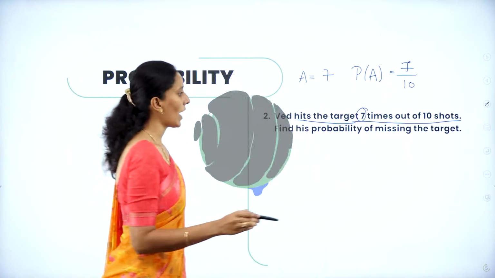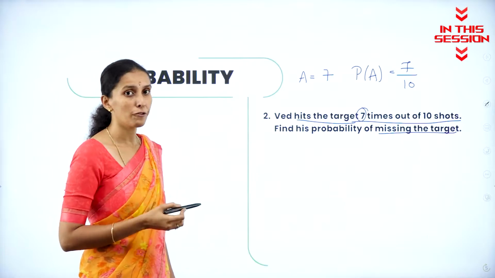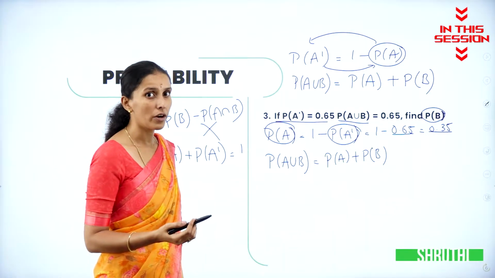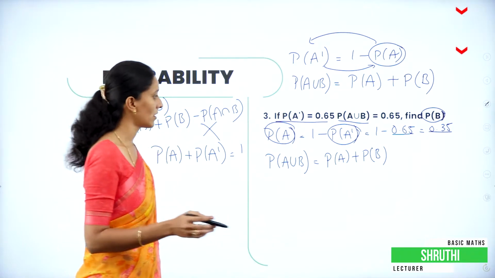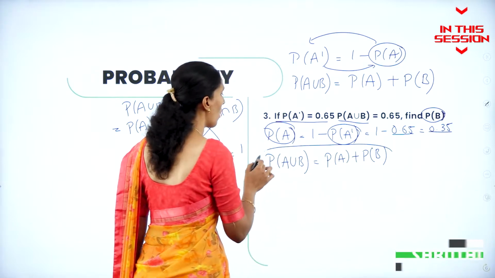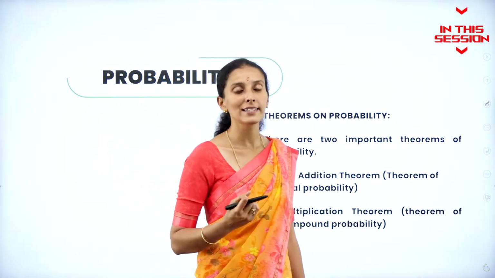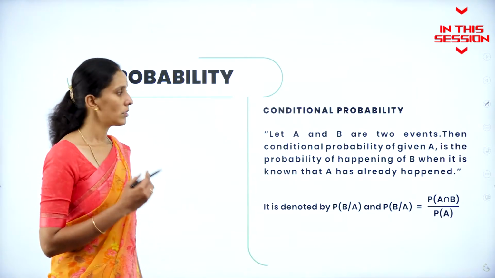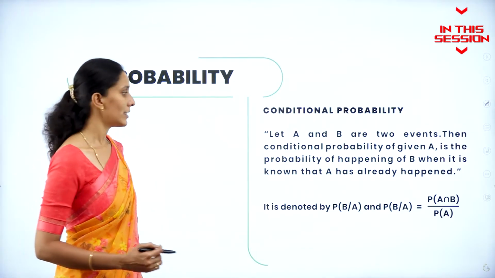What I am supposed to calculate? Missing the target. So missing the target means we have to find the complement for this experiment. When the two sets are disjoint, we say they are mutually exclusive events. So therefore, I am using this formula here. We have mainly two important theorems. One is the addition theorem and the other one is the multiplication theorem. Conditional probability. So this is a very important concept. What do you mean by conditional probability?